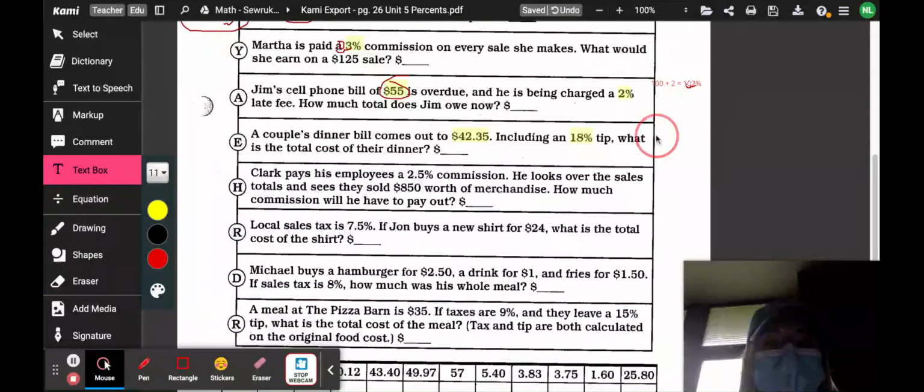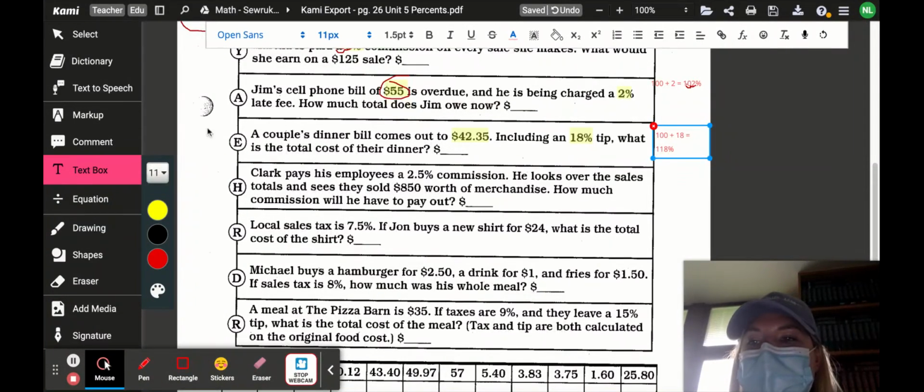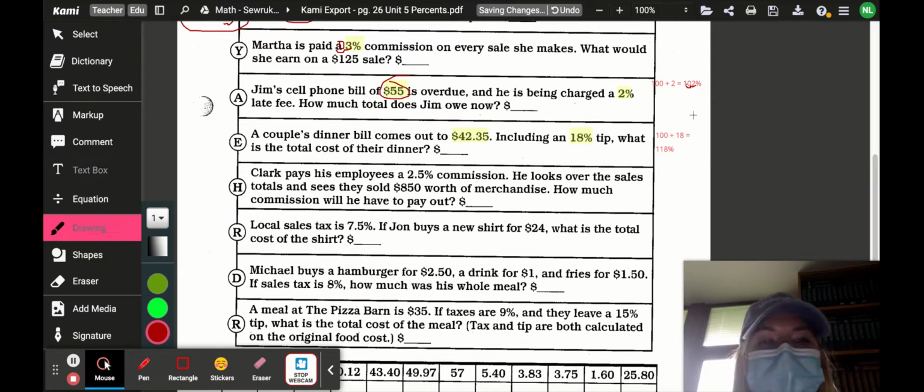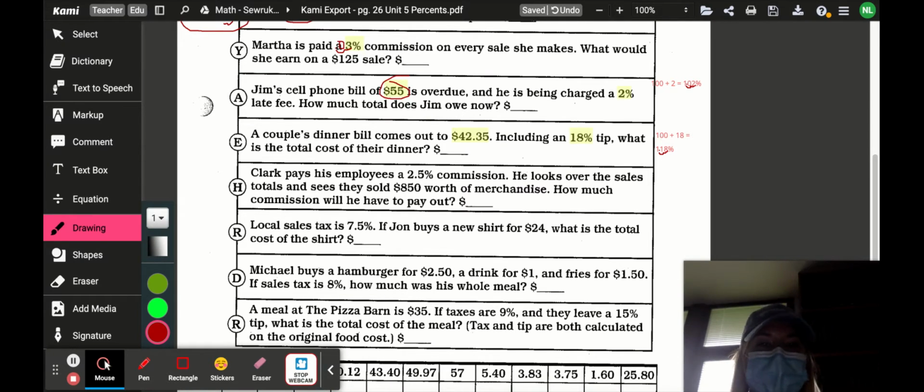So again, I'm not paying just 100% of the bill. I'm paying 100% plus another 18%, which will give me 118%. I need to change that to a decimal. So I come over here, I move it 2 places to the left, I get 1.18, and I times that by my total bill, and I will get the total cost of my dinner, including the tip.